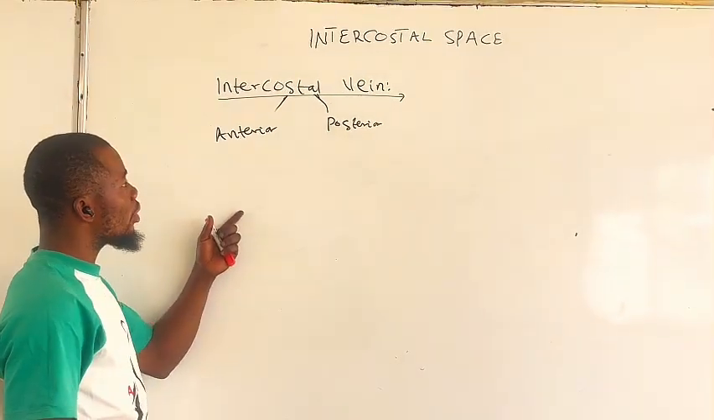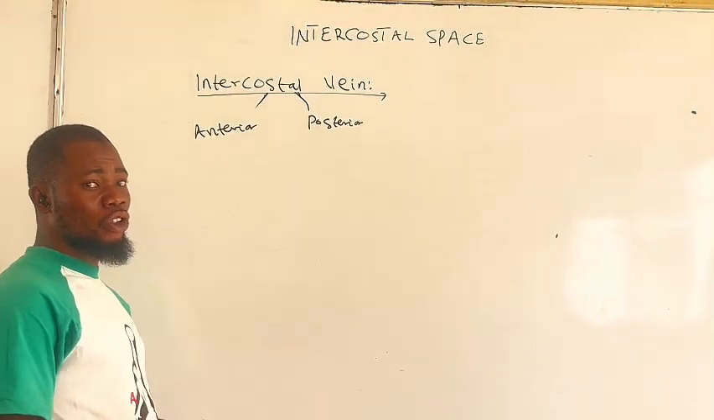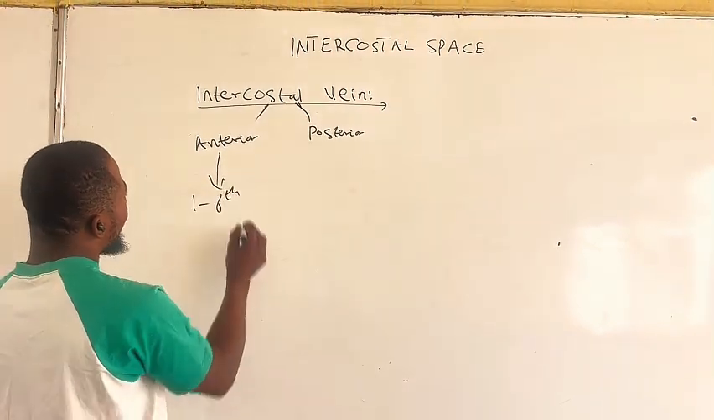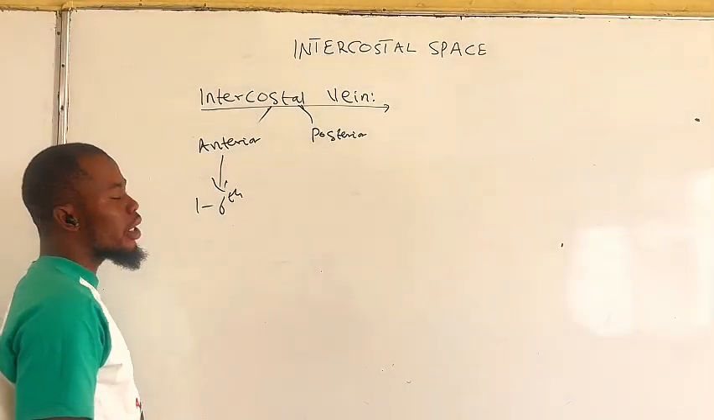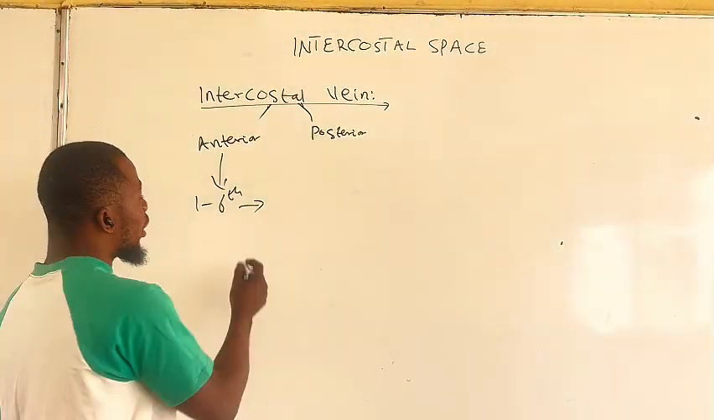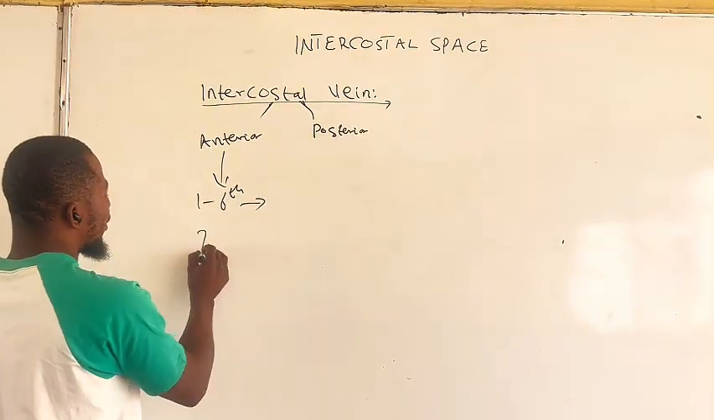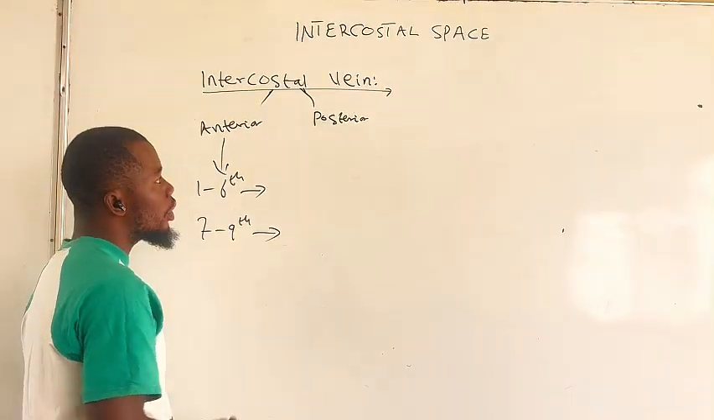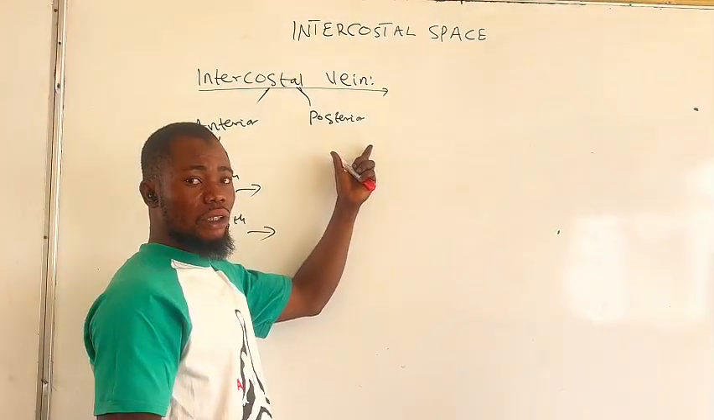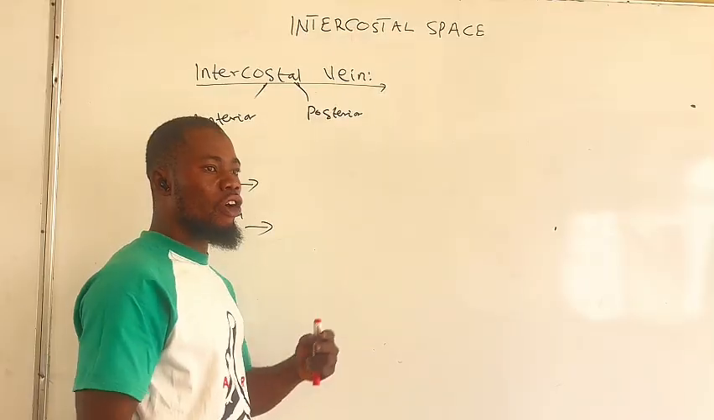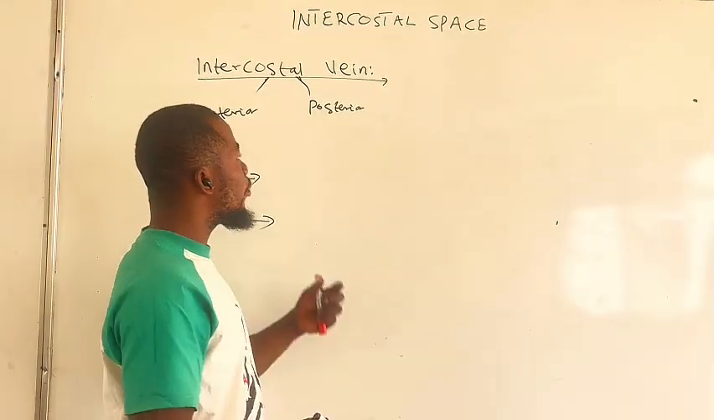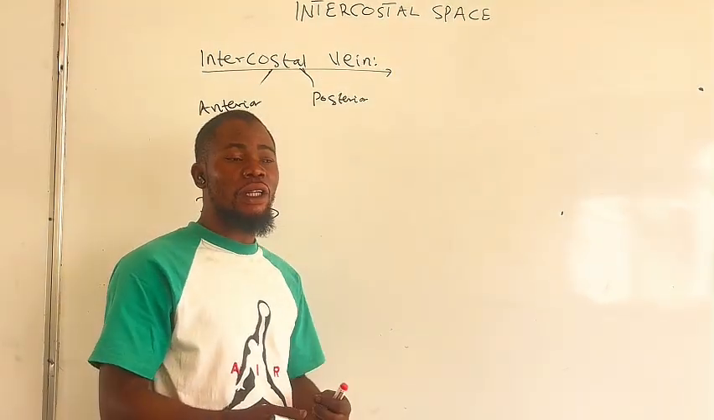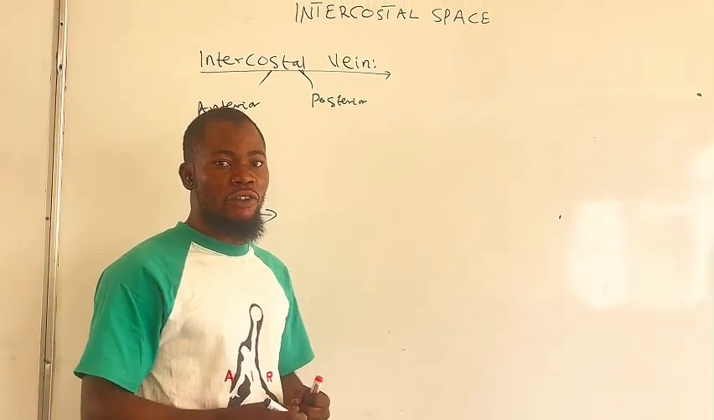The anterior intercostal veins follow the anterior intercostal arteries. The first to the 6th anterior intercostal veins terminate by ending in the internal thoracic vein, whereas the 7th to the 9th terminate by ending in musculophrenic vein. For the posterior intercostal vein, the posterior intercostal veins are present in all the 11 intercostal spaces. They follow posterior intercostal arteries, and the mode of the termination of the posterior intercostal vein differs on the right and the left side of the body.